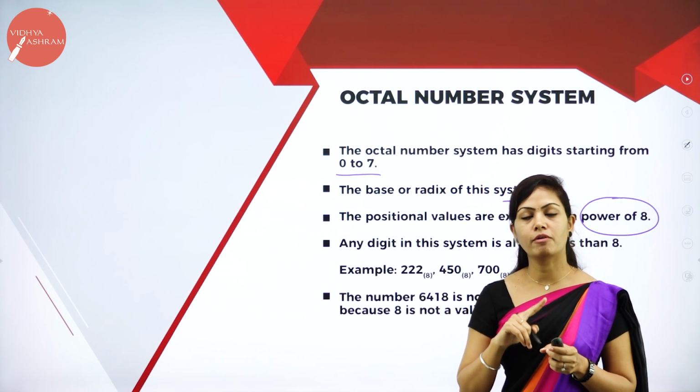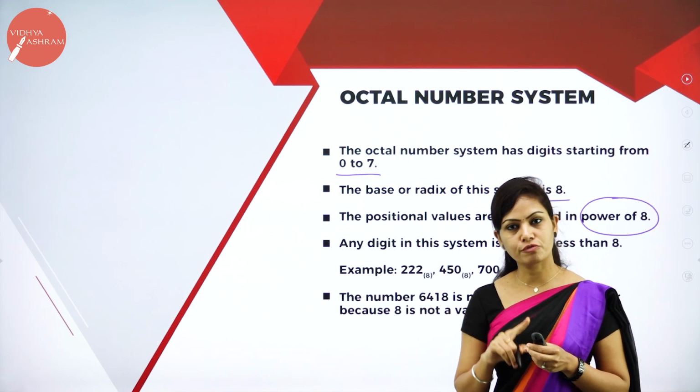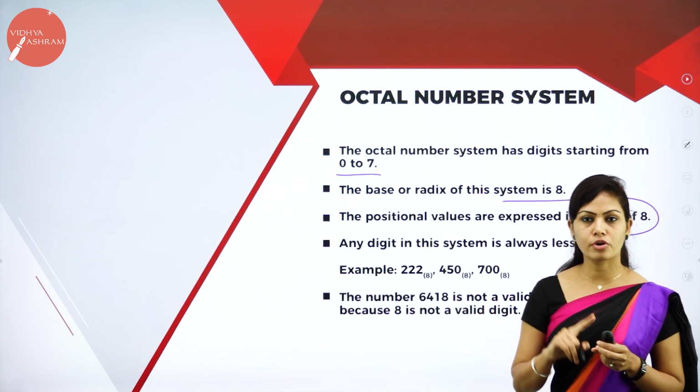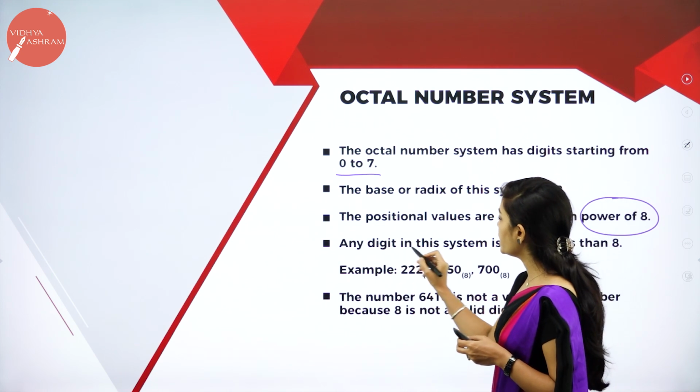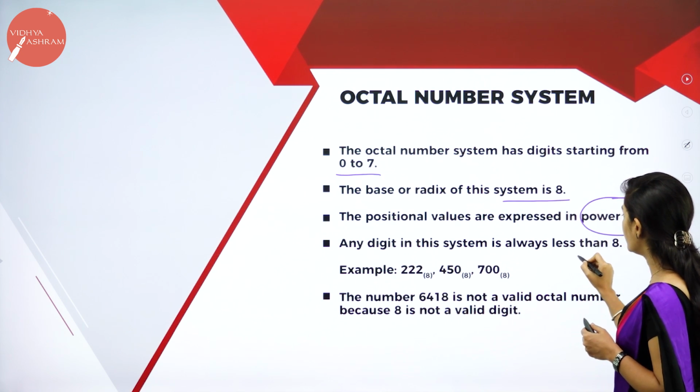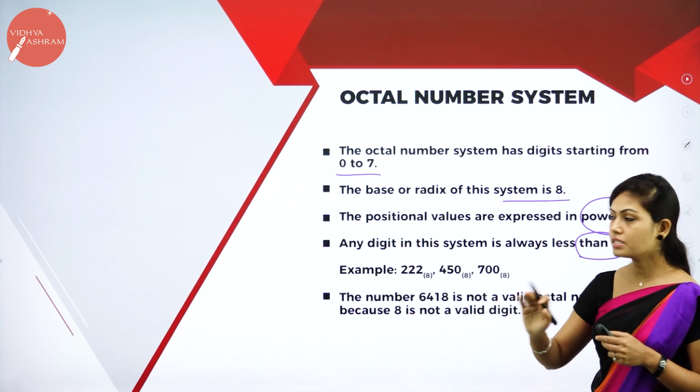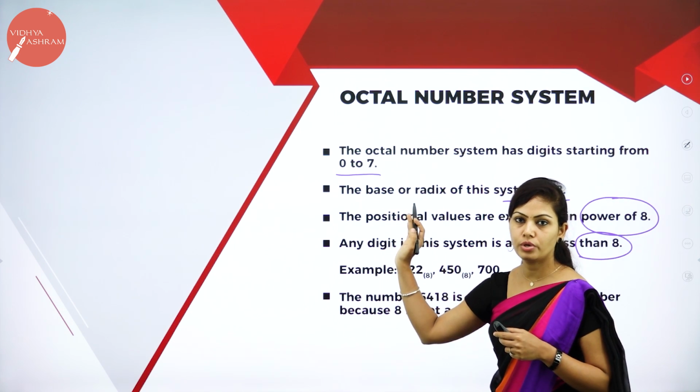The positional value you need to express in powers of 8. For decimal, power of 10. For binary, power of 2. And for octal, power of 8. And any digit in this system is always less than 8, that is from 0 to 7 only.